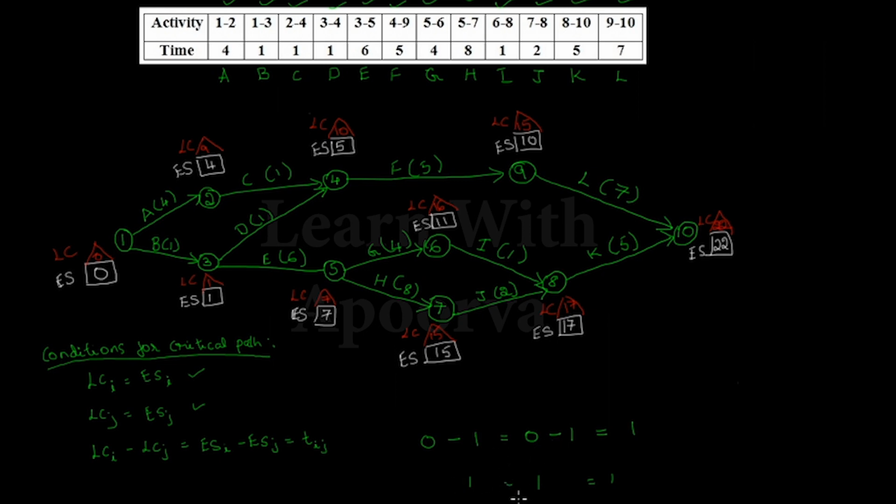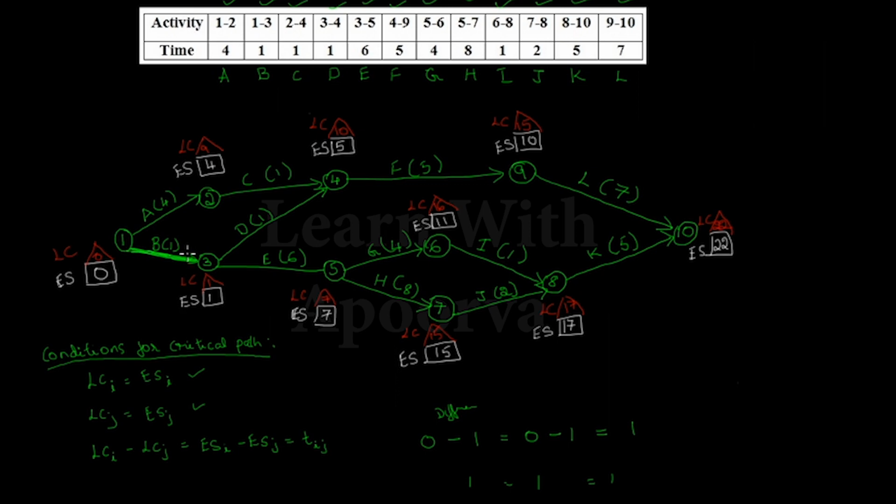You might think it should be minus 1, here also it should be minus 1. But here we are just going to check the difference, so we are not going to consider the minus symbol here. The difference is 1, here also the difference is 1, which should be equal to the activity duration. So this condition is satisfied, and I can say that the activity B is a critical activity. To identify that, you can just draw a bold line for this activity B.